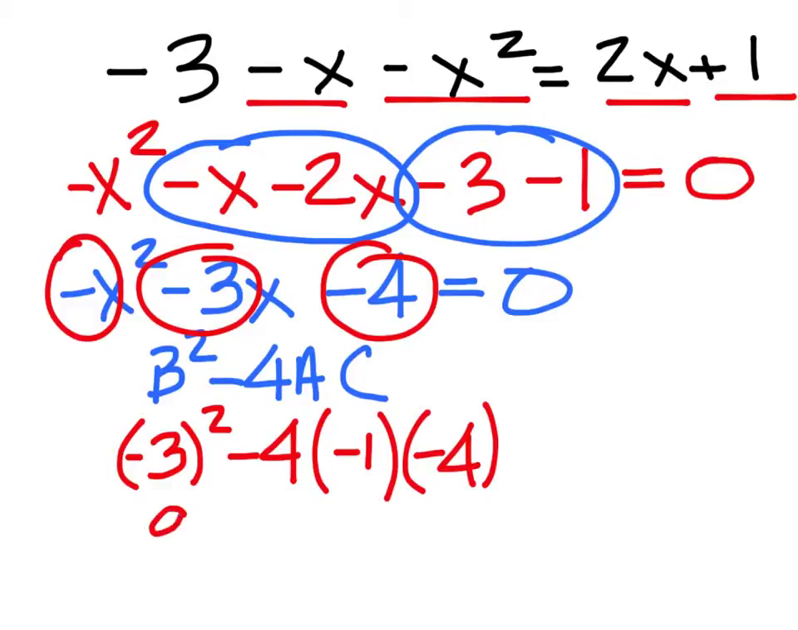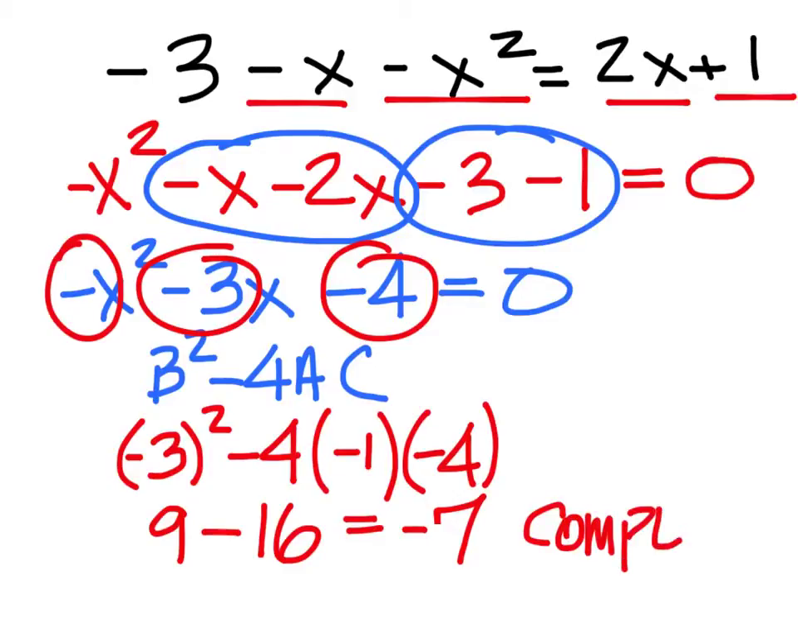Negative 3 squared is 9. How many negative signs do we have to the right of negative 3 squared? 3. So the operation should be what? Negative. Yep, it'll be minus. And then 4 times 1 times 4 is 16. What is the discriminant? Negative 7. What does that mean? It's going to be complex. Complex, which means it has a what in it? i. Yeah, or a negative square root, either one.